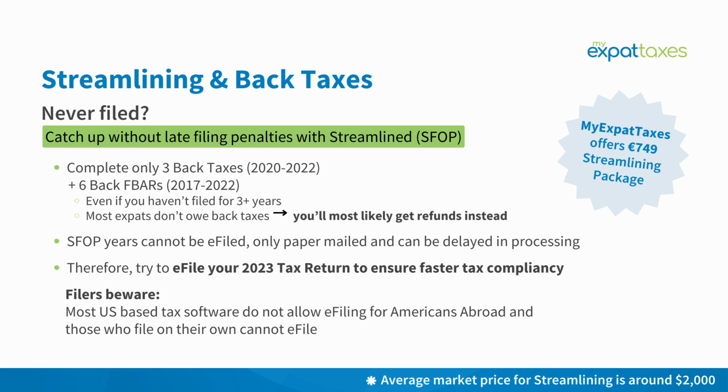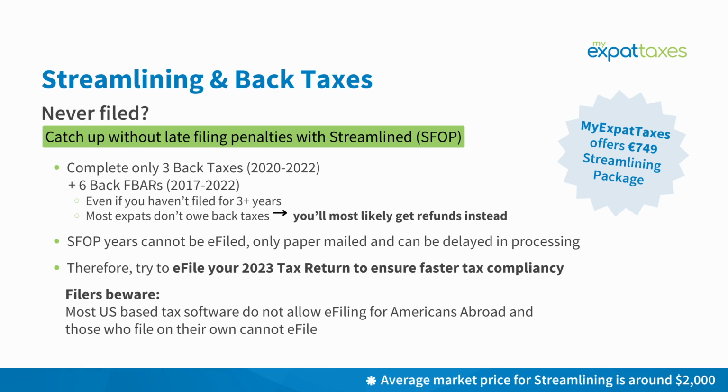Streamlined foreign offshore procedure is an amnesty program created by the IRS. If you haven't been filing at all, or if you've been filing but forgot to add foreign corporate forms or other high penalty forms, you can amend your last tax returns as well. So it's not just for people that haven't filed at all. But basically, you only have to do 3 back years.